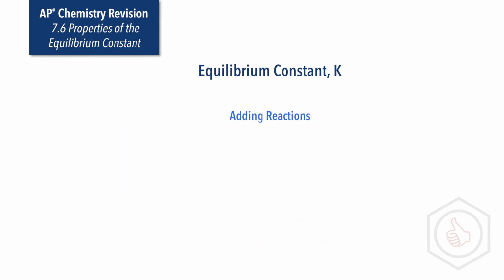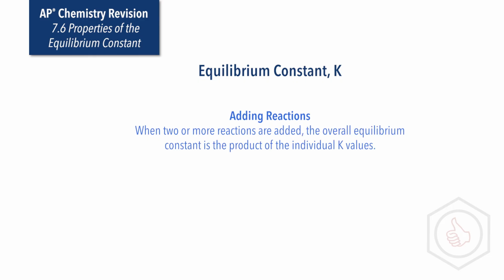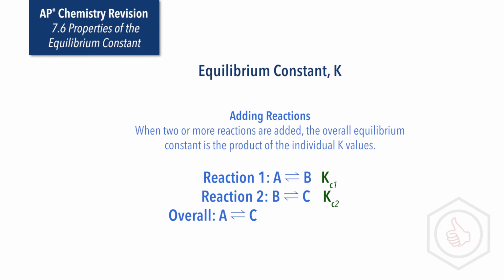Adding reactions. When two or more reactions are added together, the overall equilibrium constant is the product of the initial K values. For example, let's say reaction 1, A going to form B, has a Kc value of Kc1, and reaction 2, B going to form C, has an equilibrium constant of Kc2. For the overall reaction, A going to form C then, the Kc value would be Kc1 multiplied by Kc2. So the equilibrium constant for each reversible step multiplied together to give the overall Kc value.